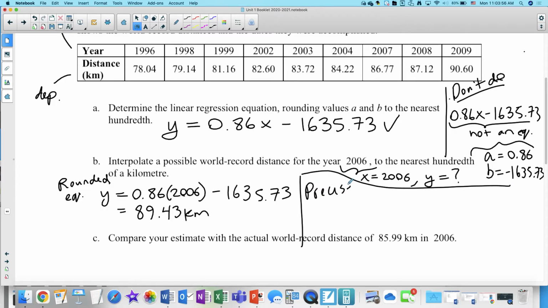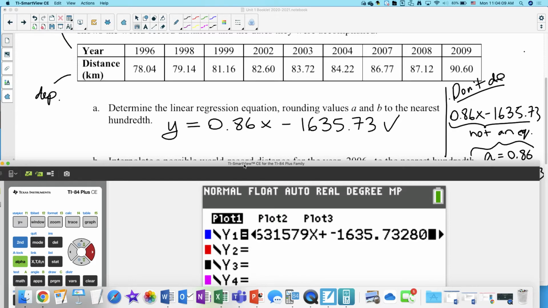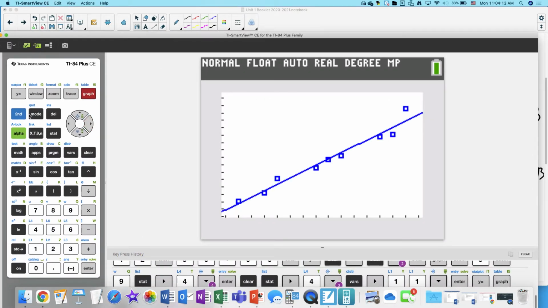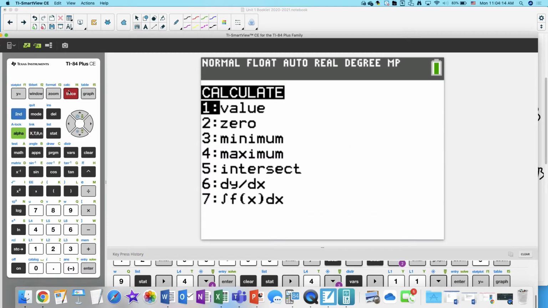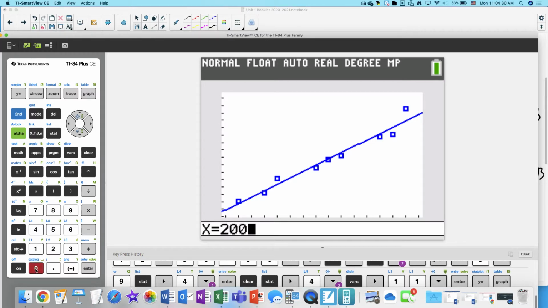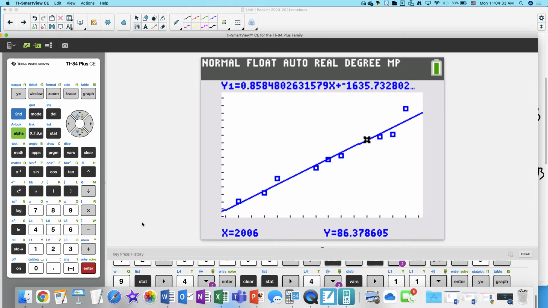You go to graph, second, trace, and the number one value allows you to enter whatever x value you want, and the calculator will give you the y value. So hit number 1, and then just enter in 2006. And you get 86.38. Is that right? 86.38? That seems really far off. Hold on a second. Did I copy this correctly?